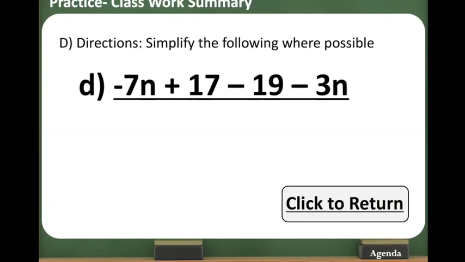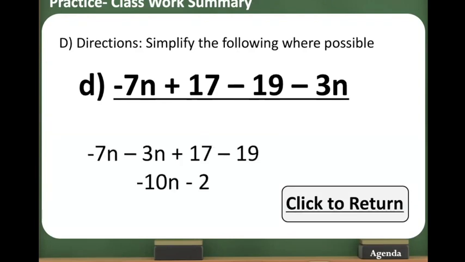And when we collect them, we collect the sign that's in front of each of them. So our first thing we're gonna do is -7n - 3n. That's the first term, that's the n's. Now we're gonna look at the +17 - 19.